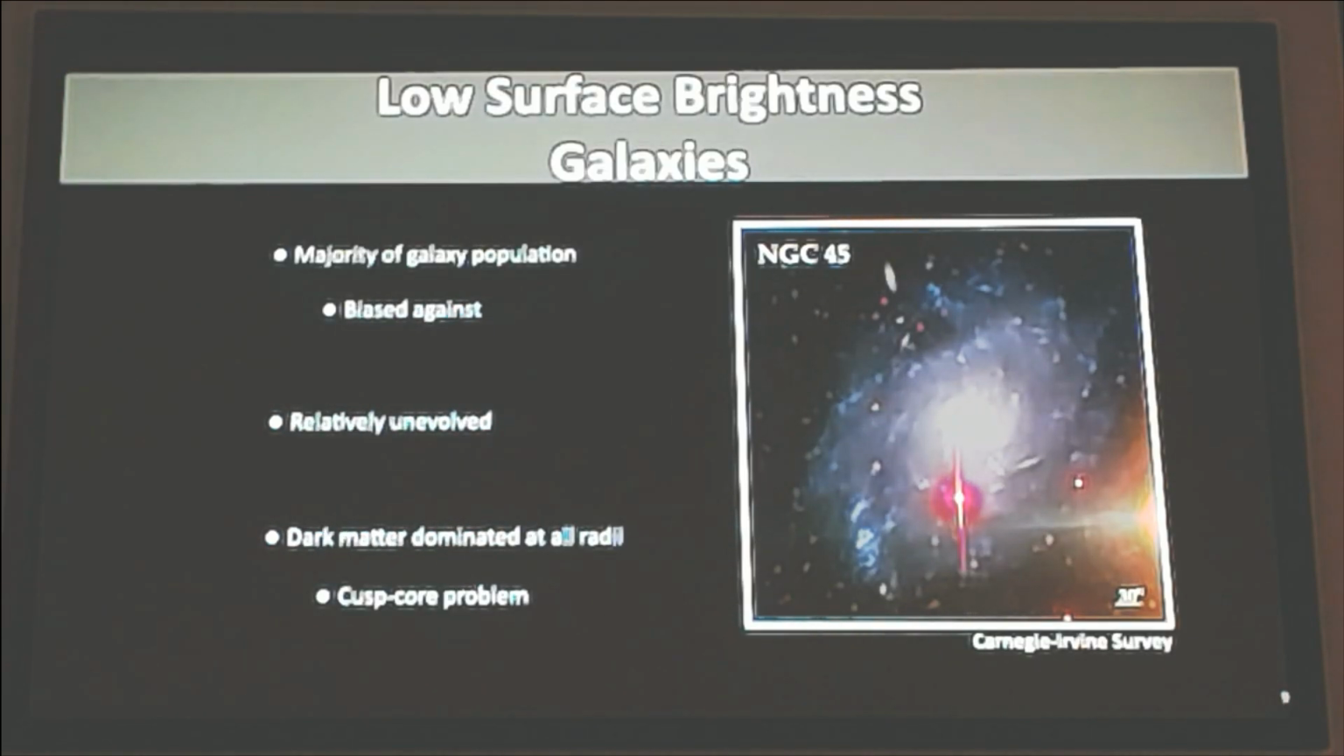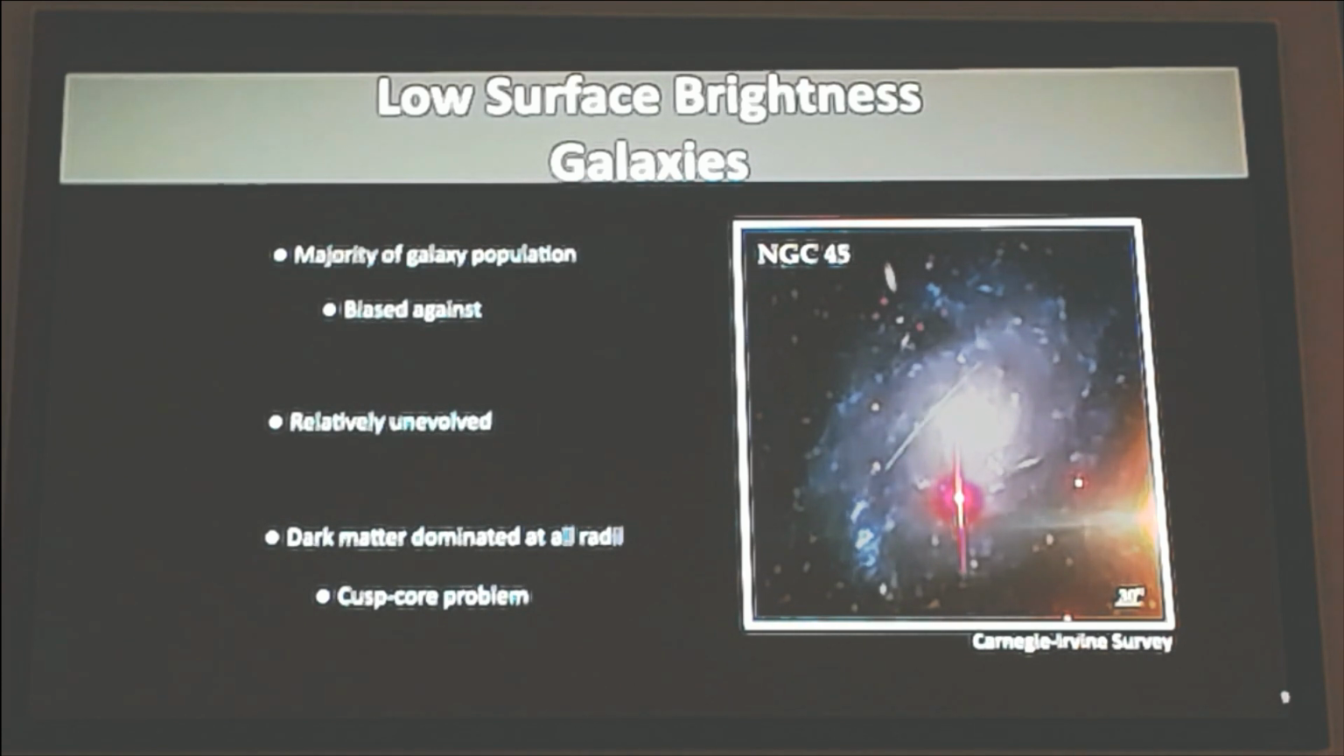So a low surface brightness galaxy is usually defined as having a central surface brightness fainter than 22.5 in the B band. So these are very faint objects, but as it turns out, they make up more than half of the galaxy population as a whole. And we're not talking about little tiny dwarf galaxies or spheroidals or things like that. These are real massive late type spiral disk galaxies.